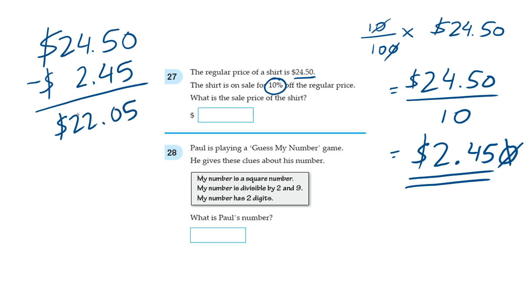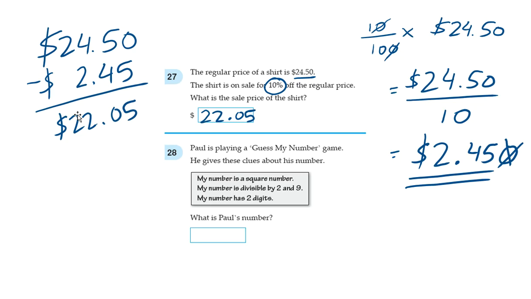That part of it is pretty straightforward. So let's write that down. There we have it. Question 28. Paul is playing a Guess My Number game. He gives these clues about his number. My number is a square number. It is divisible by 2 and 9, and it also has 2 digits. What is Paul's number? So there are a couple of ways we can do this.